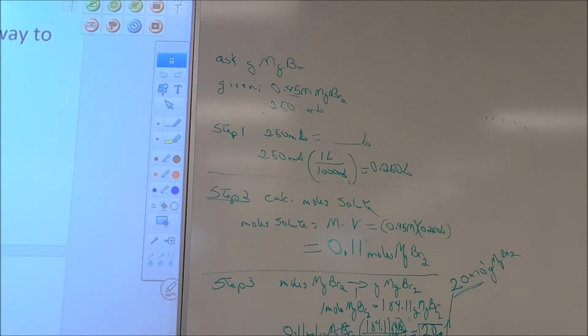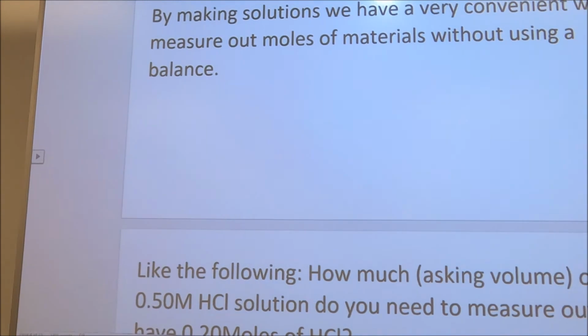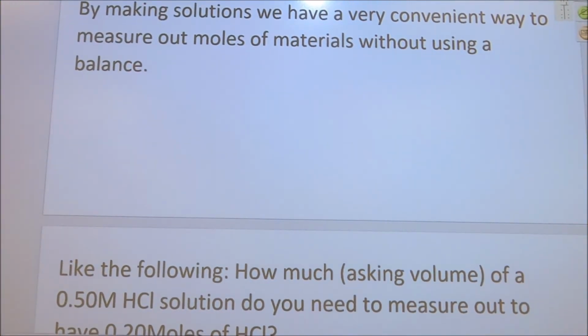Now, once we have something in solution, we have a very convenient way to measure out moles of material, because I can measure out things by measuring volume. Okay? And it's easier to carry around a graduated cylinder or a pipette than it is to carry around a $400 balance. Okay, you don't need power for a burette or a pipette or a graduated cylinder.